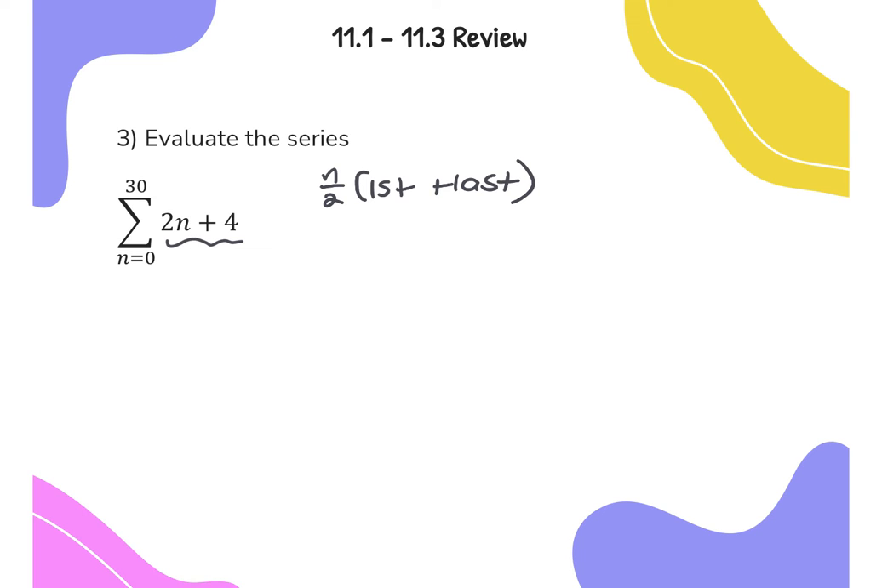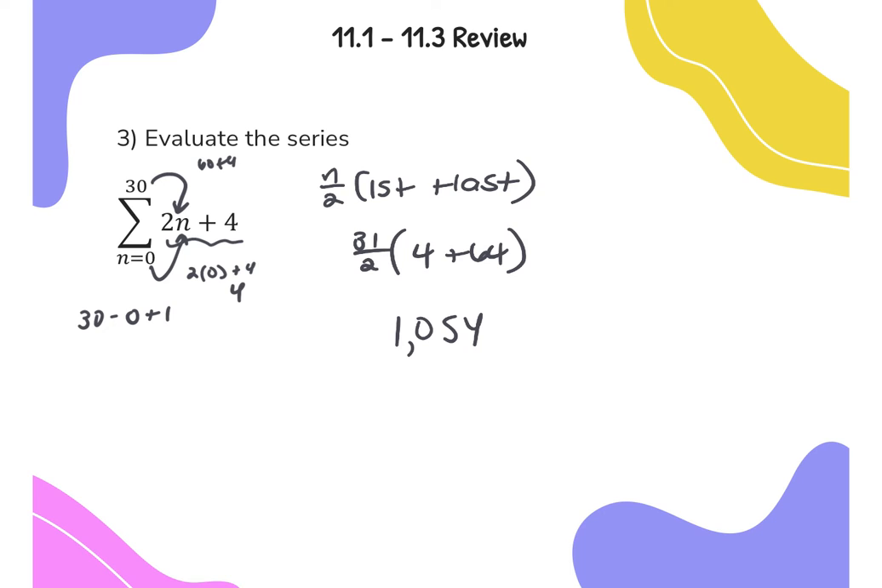All right, so now my n is 30 minus 0 plus 1, so it's 31. The first, I take 0, plug it in. 2 times 0 plus 4 is 4. The last, I take 30, plug it in, so it's 60 plus 4, which is 64. This is 1054 when you multiply it out. Questions on that one?